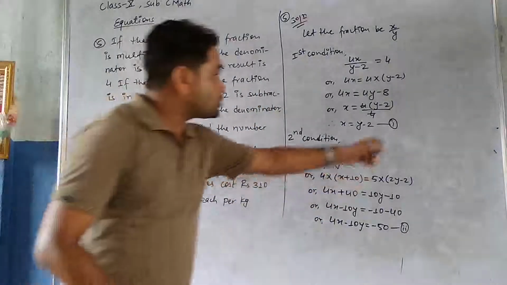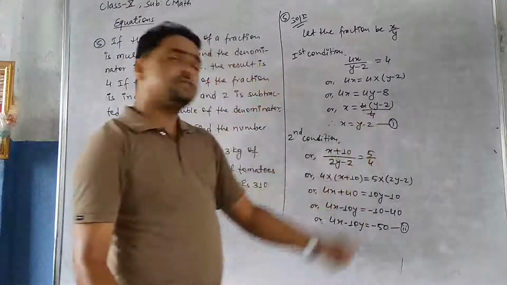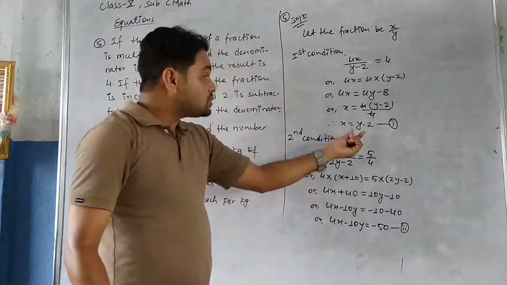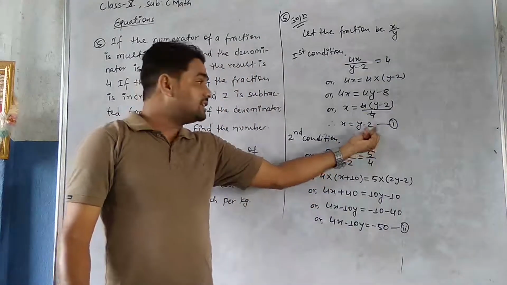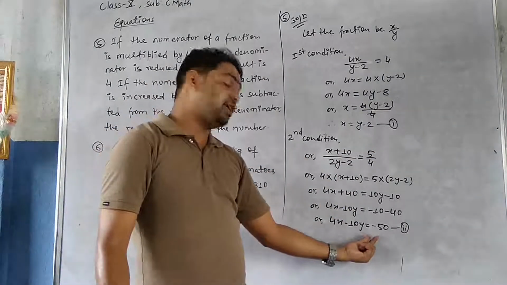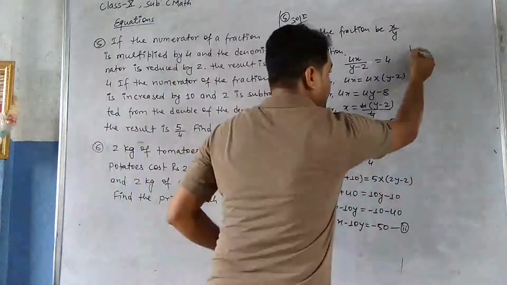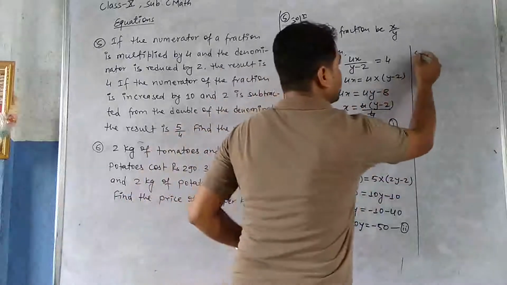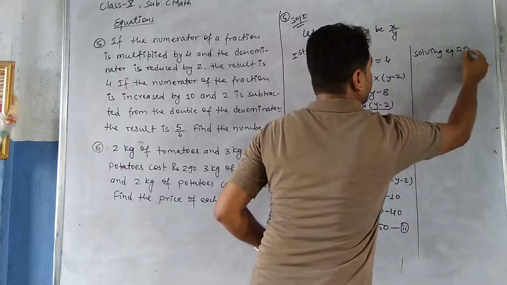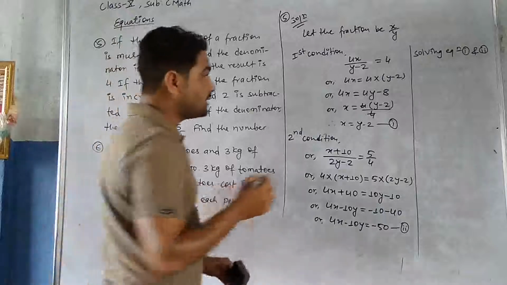Now we are going to solve the first and second equations. In the first equation we made it to the simple form, that means x equals to y minus 2. So this is the value of x, and this value we substitute in the second equation, and we can find the value of y, and thereafter we can find the value of x. So solving the first and second equations, we are going to solve that.